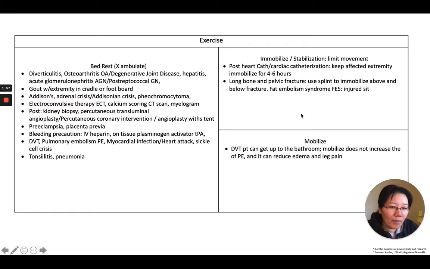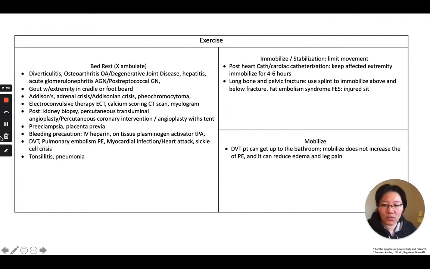Now, mobilize DVT. Now, DVT, they can get up to the bathroom. It does not increase the risk of PE, and it can reduce edema and leg pain. But I think that's pretty much it. We do not encourage them to do exercise, running, or walking around. But they can go to the toilet.